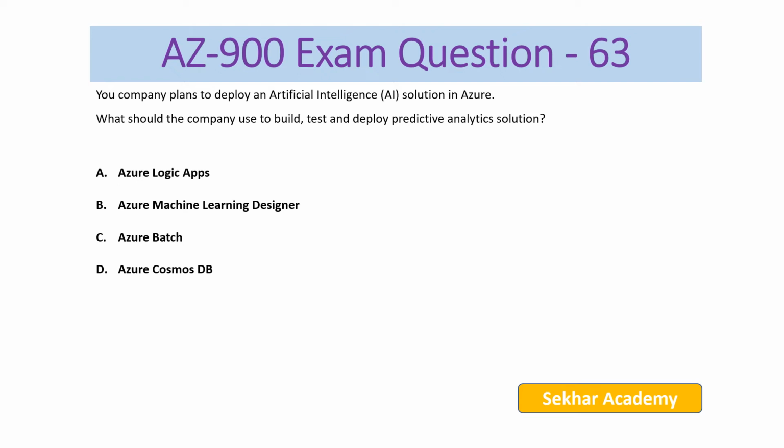AZ-900 exam question number 63. Your company plans to deploy an artificial intelligence solution in Azure. What should your company use to build, test, and deploy predictive analysis solutions? So the statement is the same as what we have seen in the previous question. The options we have: A. Azure Logic Apps, B. Azure Machine Learning Designer, C. Azure Batch, D. Azure Cosmos DB.